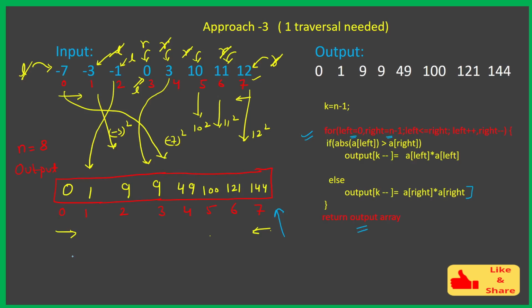Here, the time complexity: we are scanning the whole array just once from left to right, so it will be O of n, and only one traversal is needed. And what will be the space complexity? It will be O of n. Why? Because we have used the extra output array to store our output.